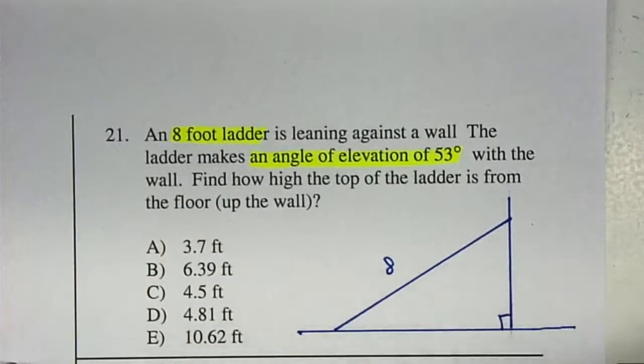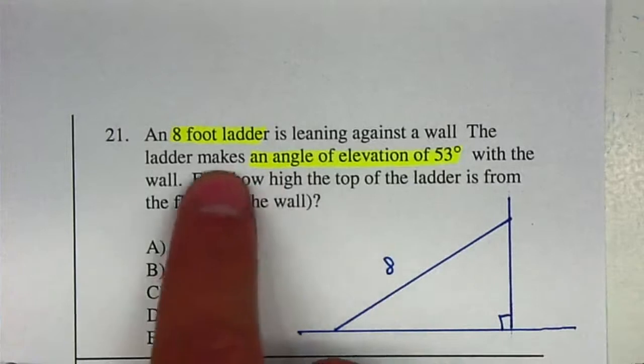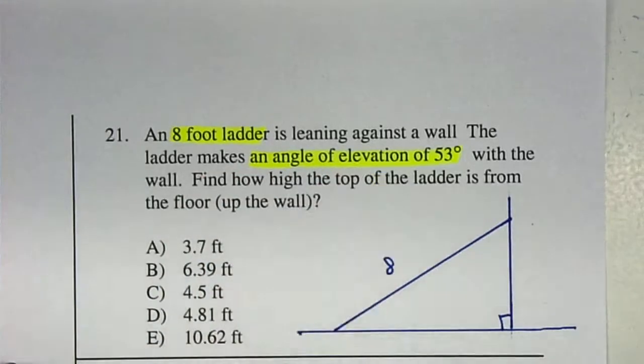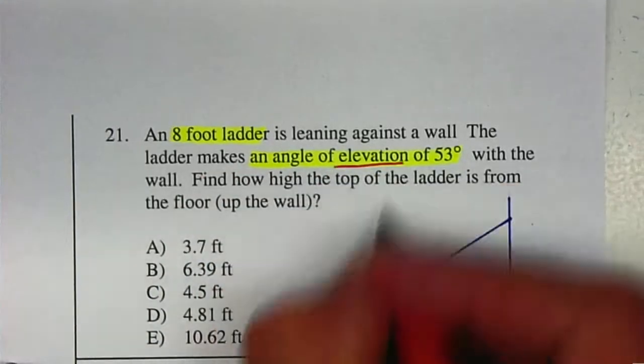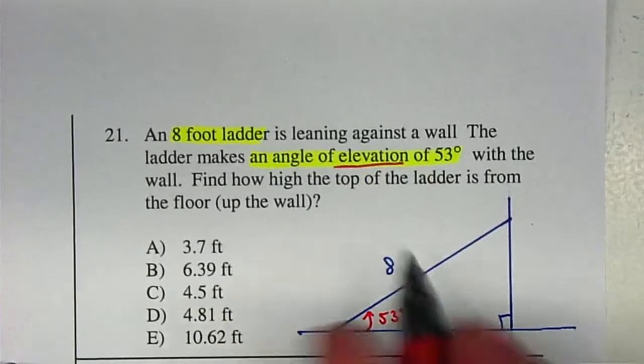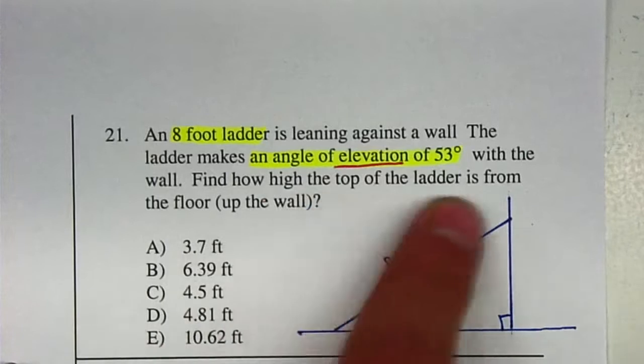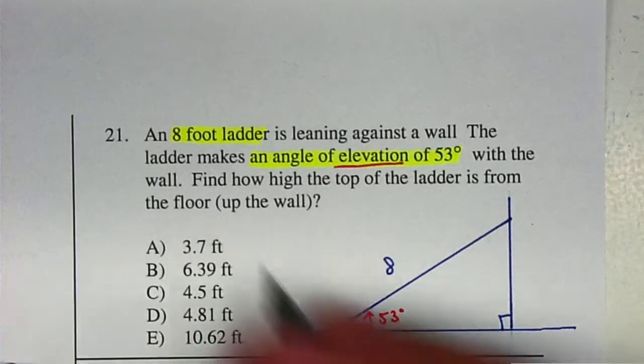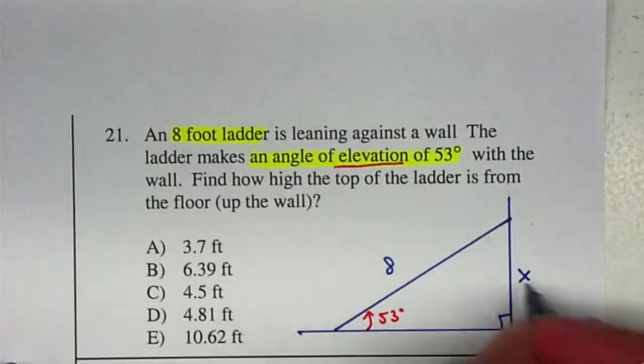This is 8 feet. Now, it says that it makes an angle of elevation. Be careful, it says elevation, so we know that it has to be elevated. So we're talking about this angle here. This one is 53 degrees. Find out how high the top of the ladder is from the floor, up the wall. So therefore we're looking for x.